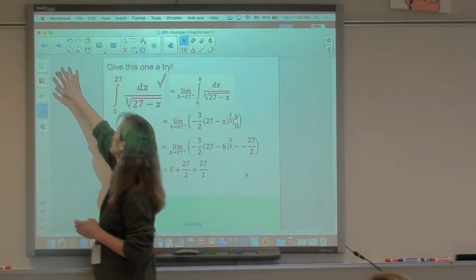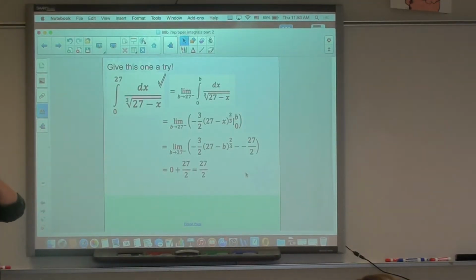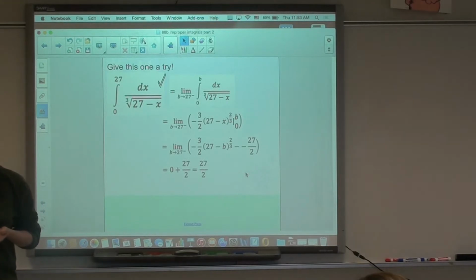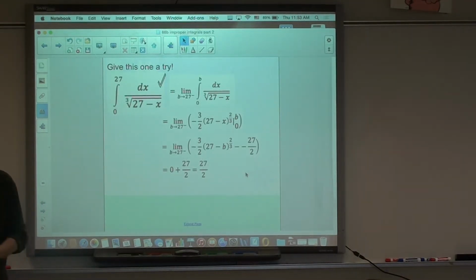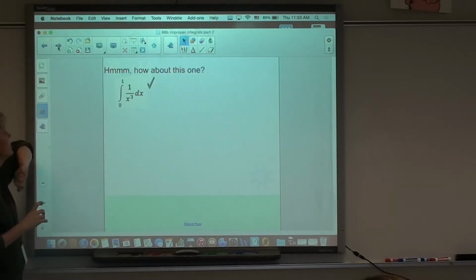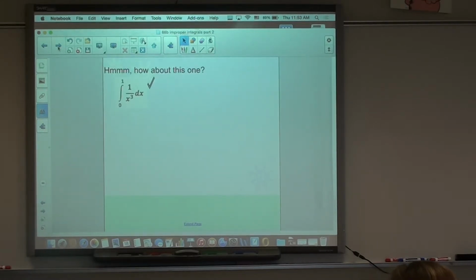Good, let's try one. Sure, of course. You sure? Okay. Alright, let's try one that's a little bit different. It feels like it should be easy. And it is, relatively. It's an easy integral. Where's the asymptote? At 0. So the asymptote's just at the lower limit.